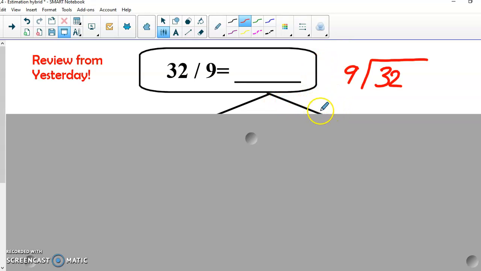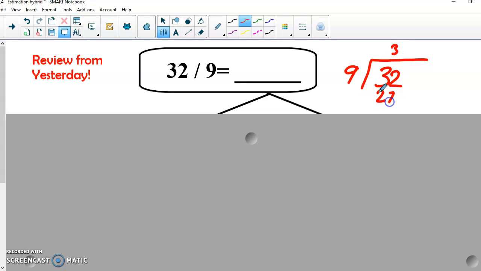So I know 9 times 2 is 18. 9 times 3 is 27. And 9 times 4 is 36. So 36 is too big. So I'm going to go ahead and say that 9 can fit into 32 3 times.